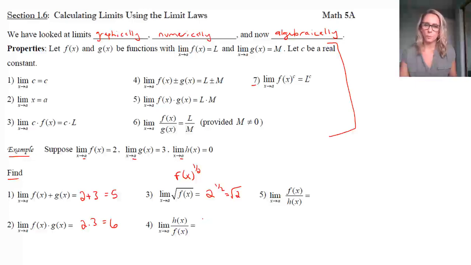For number 4, we saw this. We can take the 2 functions and just divide them. So we have h of x, which is 0, divided by f of x, which is 2. These are both real numbers. When we take 0 and we divide it by 2, that is just 0. So 0 divided by anything that is non-zero is 0. So that's okay. That just means that the limit is 0.